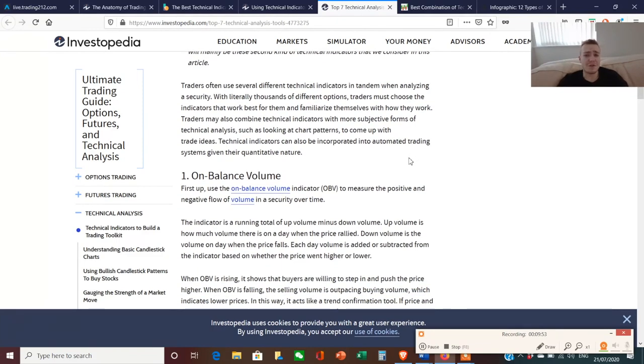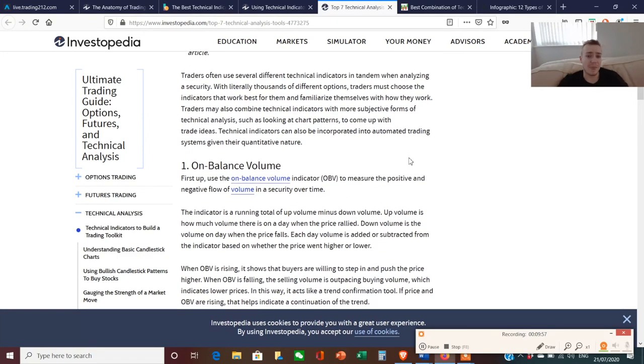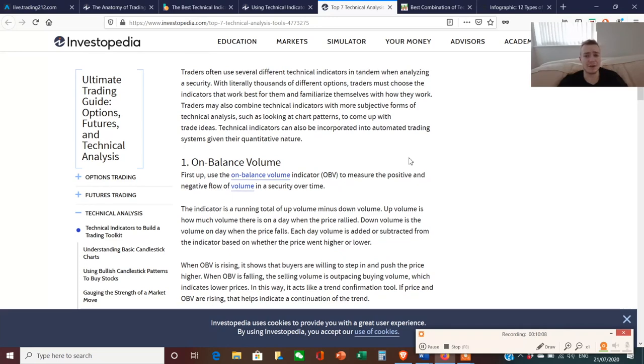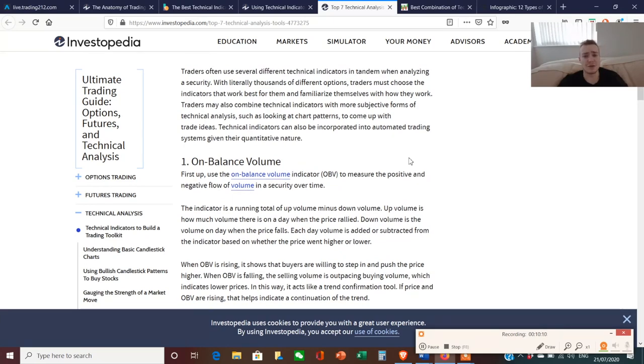Traders often use several different technical indicators in tandem when analyzing a security. With literally thousands of different options, traders must choose the indicator that works best for them and familiarize themselves with how they work. Traders may also combine technical indicators with more subjective forms of technical analysis, such as looking at chart patterns to come up with trade ideas. Technical indicators can also be incorporated into automated trading systems, given their quantitative nature.